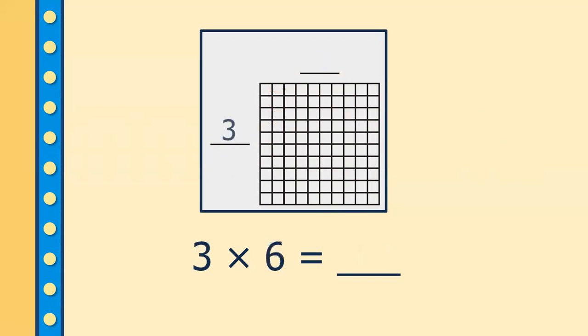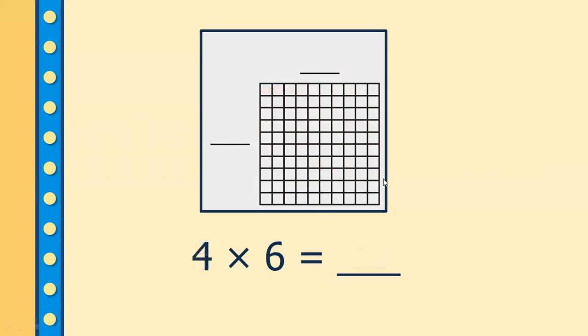Next, we have 3 times 6. So we're going to have 3 rows up and down, right? And we're going to have 6 of them, right? Because 3 tells us how many is in each set. 6 tells us how many sets. So 3, 6, 9, 12, 15, and 18 is our answer.